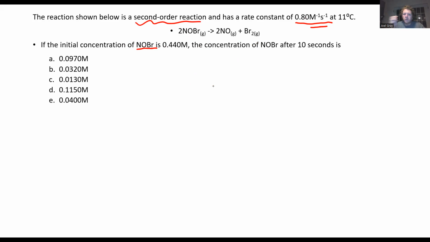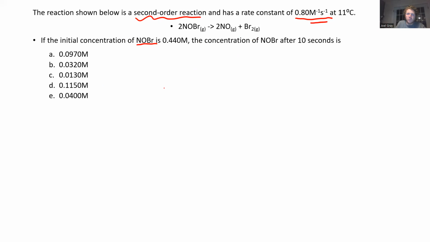So this is asking us about, over the course of time, how does our concentration change? And so effectively, the most direct way to approach this is to use the integrated rate law equation. The integrated rate law equation for a second order reaction is 1 over A. Actually, I'm going to go ahead and use NOBr. So 1 over NOBr is equal to kt plus 1 over NOBr sub 0, so our initial concentration.